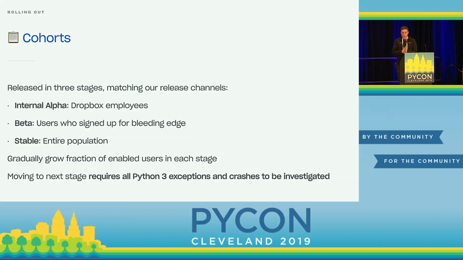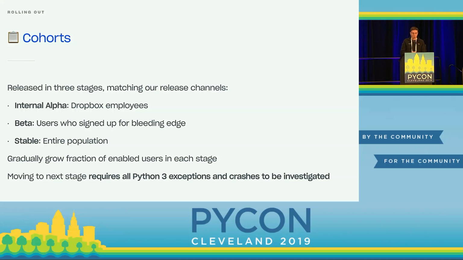Now that we can introduce new users and feel relatively confident about that, how do we actually release? We decided to do that in three stages, which roughly matched how we released Dropbox itself. We would start with what we call internal alpha, for Dropbox employees. So we basically ate our own dog food. Then we would move on to the beta stage, for users who explicitly signed up for bleeding edge and are generally okay with a little more instability. And finally, we'd go to stable, which is the entire population of all Dropbox users.